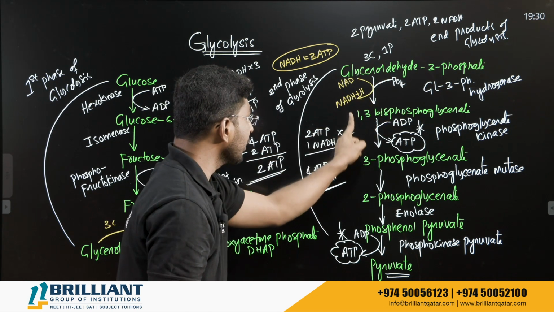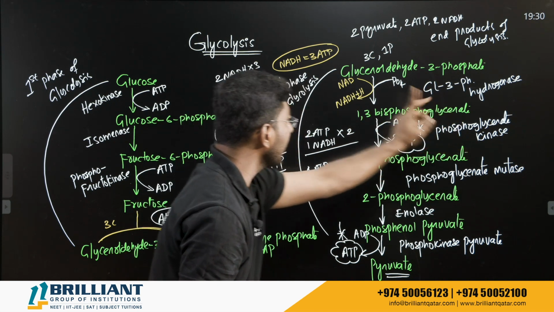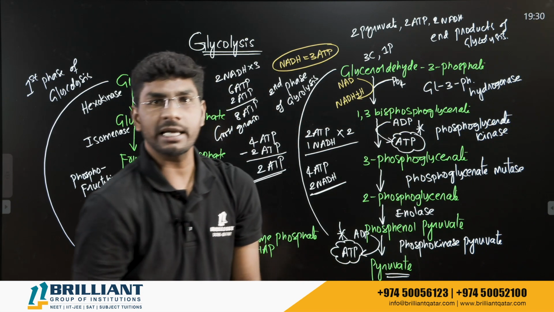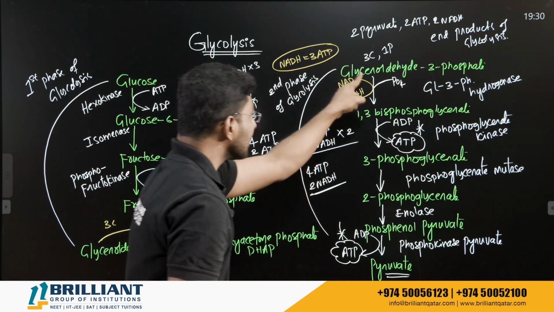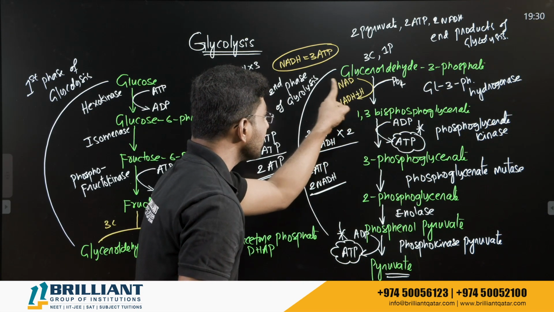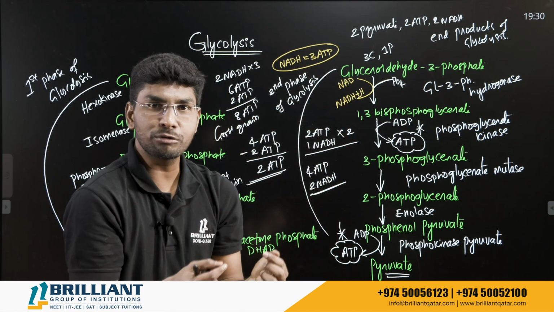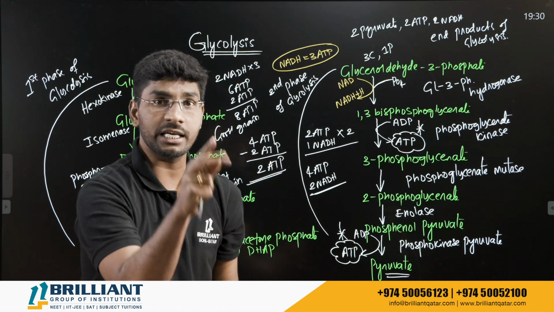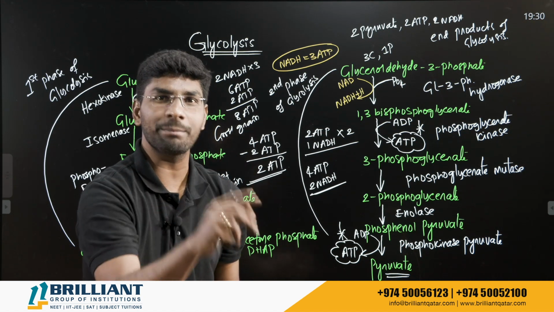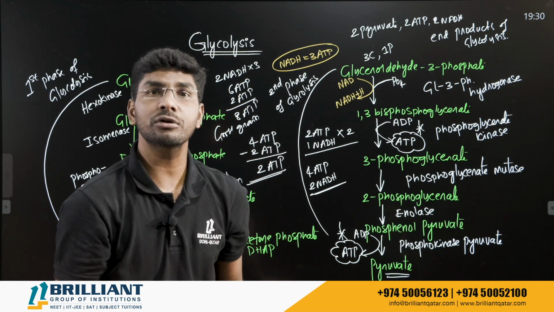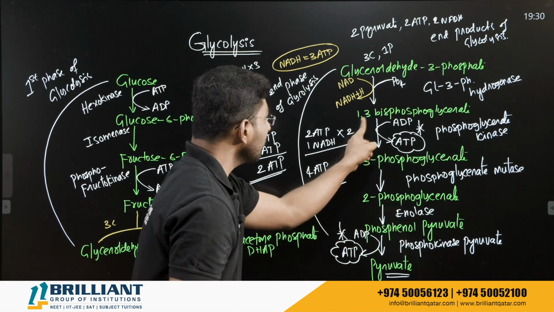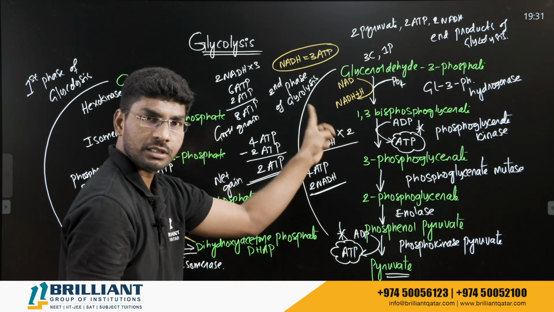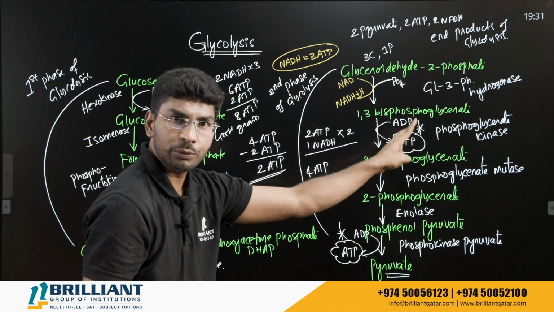Now it converts into 1,3-bisphosphoglycerate. The enzyme is glyceraldehyde 3-phosphate dehydrogenase. In exactly this step, the coenzyme NAD is reduced to form NADH plus H plus. 1 NADH is worth 3 ATP. It will give this in the electron transport chain. 1,3-bisphosphoglycerate now has 2 phosphates, 1 phosphate on the 1st carbon, 1 phosphate on the 3rd carbon. Are you with me?